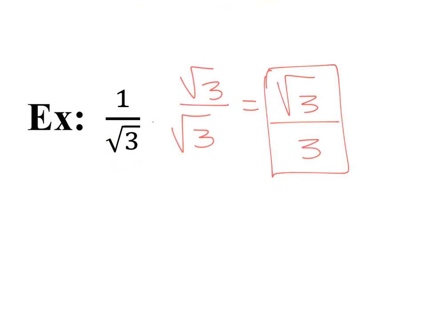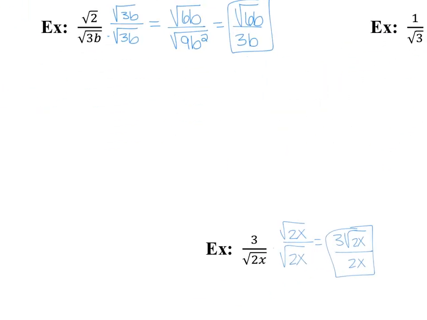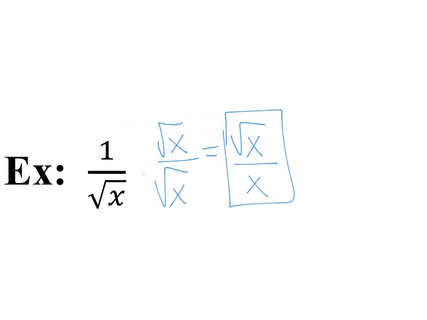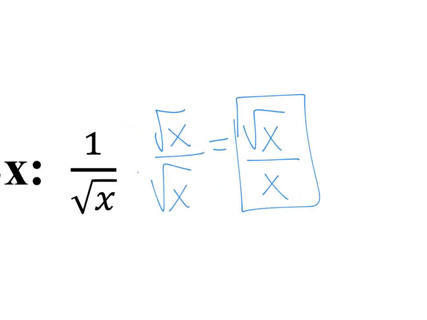So here, to undo a square root of 3 on the denominator, we'd multiply top and bottom by square root of 3. And you end up with square root of 3 over 3. The square root of 3 times square root of 3 would be square root of 9, but the square root of 9 is just 3. On this example, you multiply top and bottom by the square root of x. So your final answer is square root of x over x.